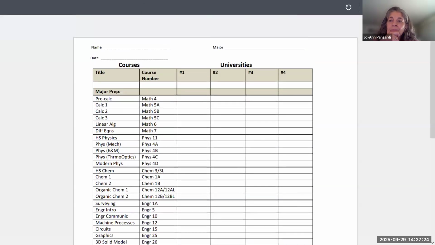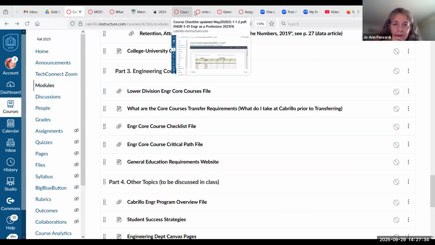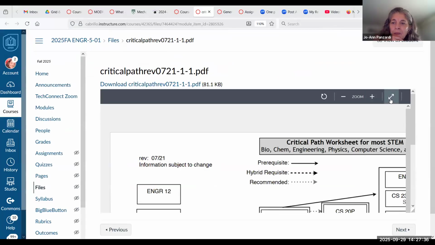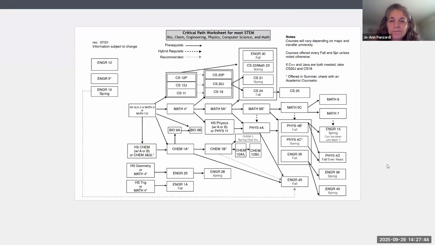And then what you do is you move to the critical path. Let me just let you look at it for a minute. It's a flow chart, right? Let's look at one of the last classes you take at Cabrillo, Engineering 15. Well, Engineering 15 requires 4B. See how there's a solid line? It means that 4B is a prerequisite of 15.